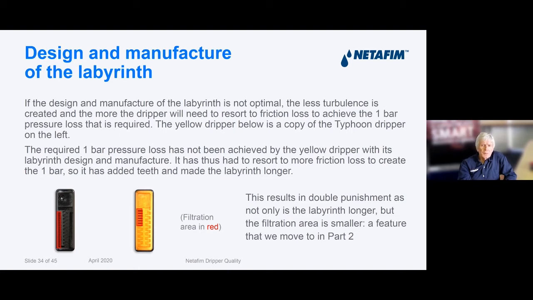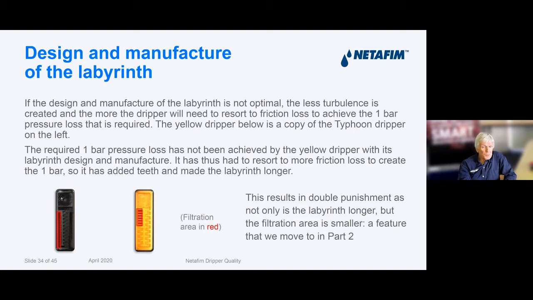The yellow dripper below is a copy of that Typhoon dripper. The required 1 bar pressure loss has not been achieved by the yellow dripper with this labyrinth in the design. The people manufacturing didn't get it right. They didn't get razor-sharp teeth. They didn't get the design of those teeth right. So it has had to resort to more friction loss to create that 1 bar. So more teeth have been added and the labyrinth is longer.